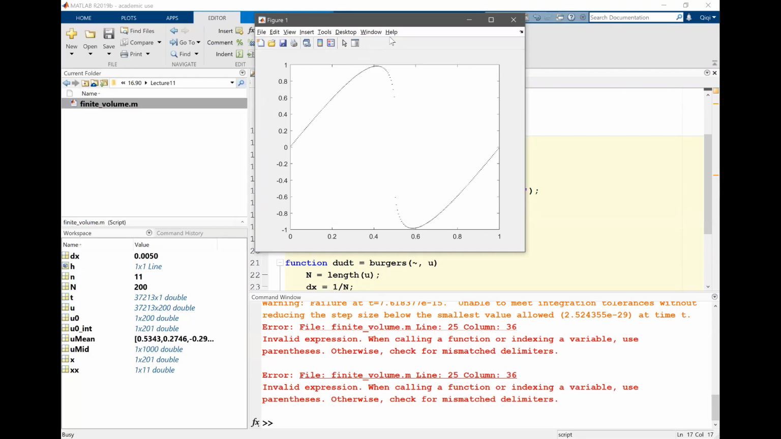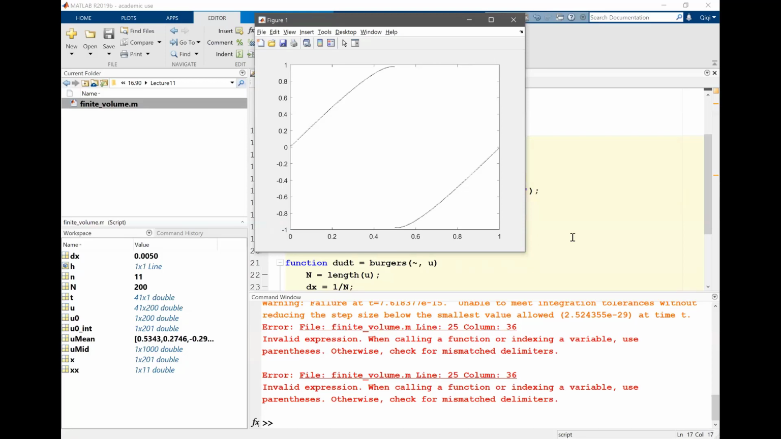Now we can see that we actually could resolve the shockwave, right? There are no lines connecting between them. That's because we are only visualizing the volume averages. And there is actually a discontinuity: no solution lies between these two values. So this is basically how a finite volume scheme works when we have a stable approximation of the interface flux.